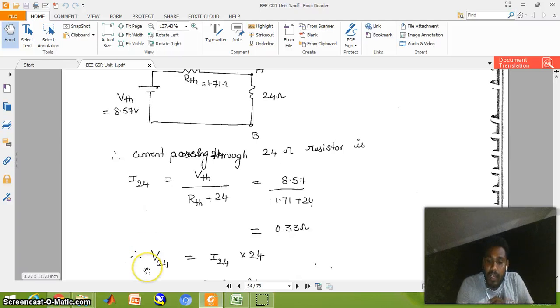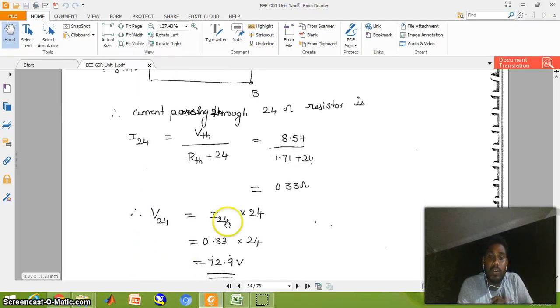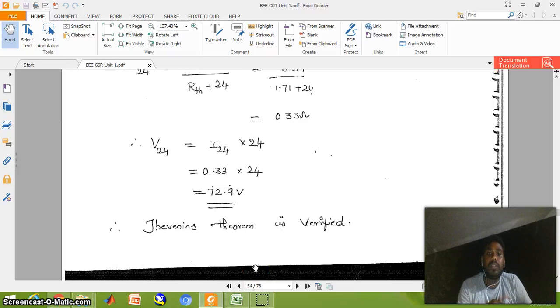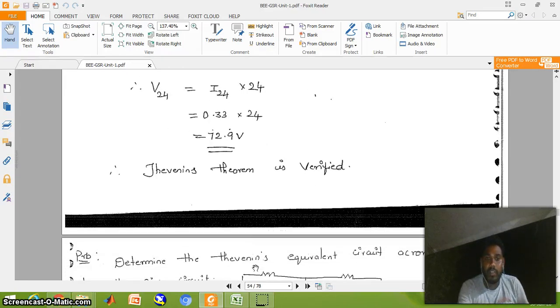Next, the voltage across 24 ohms is equal to the current through that resistor into the 24 ohm resistance value. So we get 7.92, I wrote 72, but this value is 7.92 volts. So Thevenin's theorem is verified. According to the voltage distribution and current distribution law, the current through the 24 ohm resistor and the voltage across the 24 ohm resistor are the same as the Thevenin's theorem values. So Thevenin's theorem is verified.